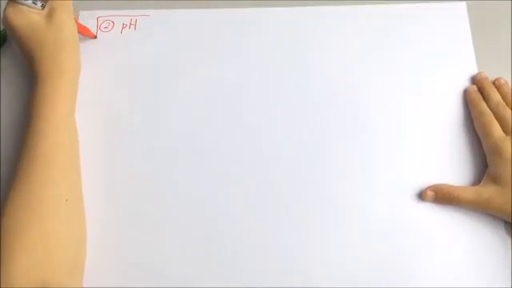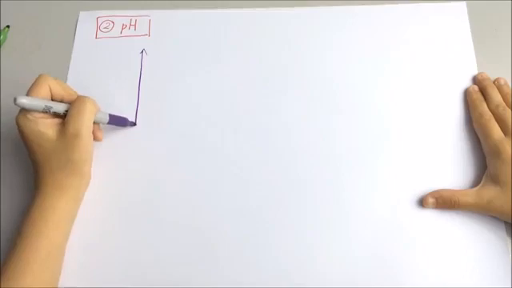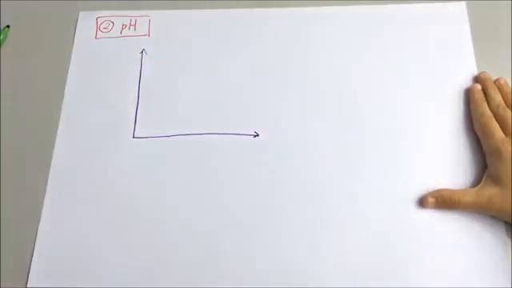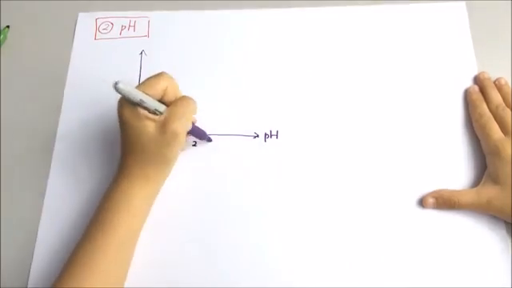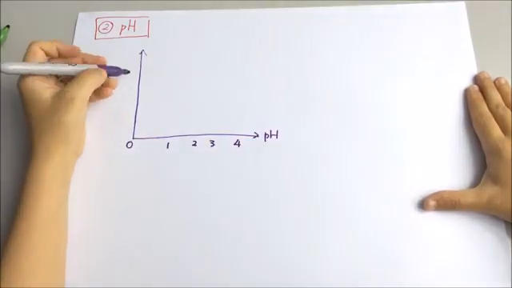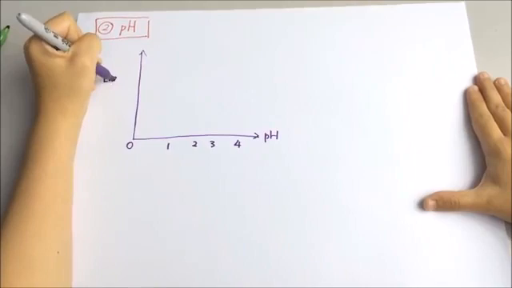Now, let's look at the effect of pH. pH is a measure of acidity and basicity of a solution. It ranges from pH 1 to 14. In acidic solution, hydrogen ion concentration will be high. In alkaline condition, hydroxide ion concentration will be high.